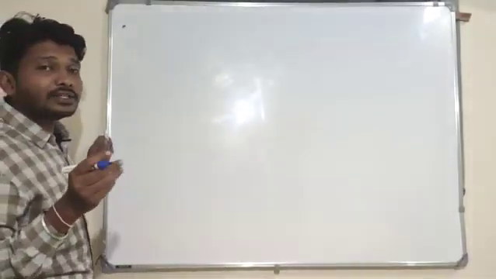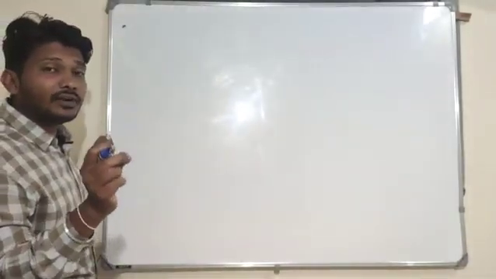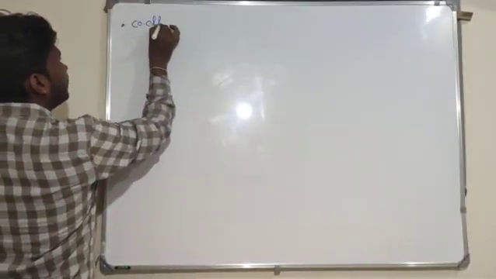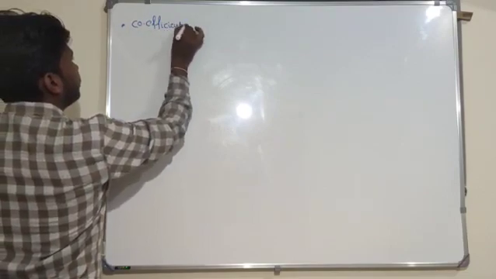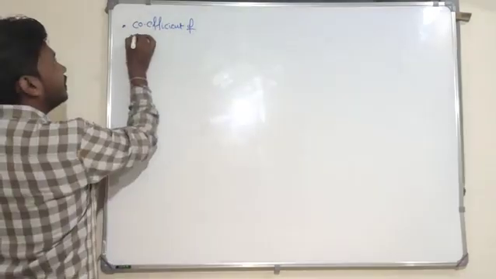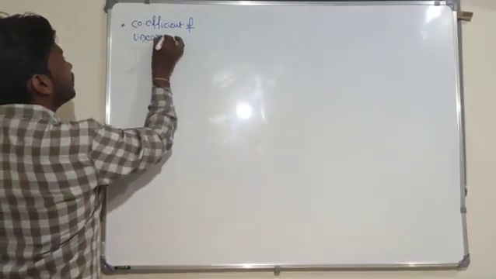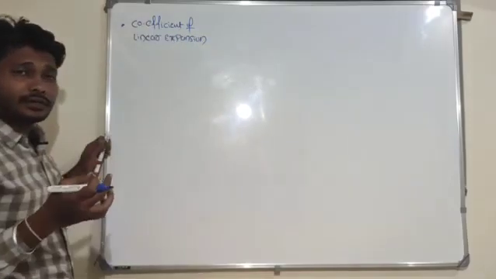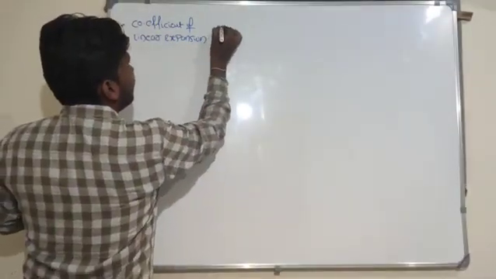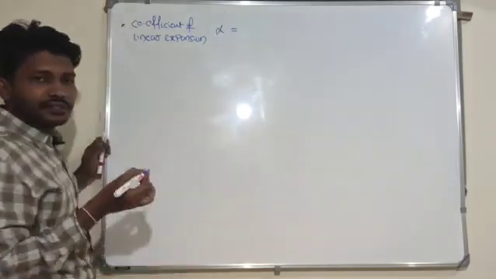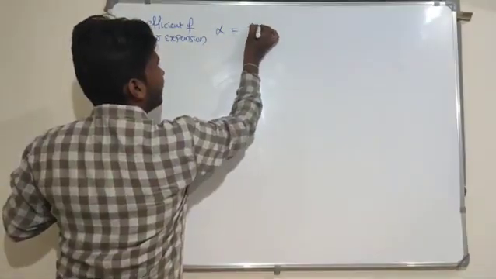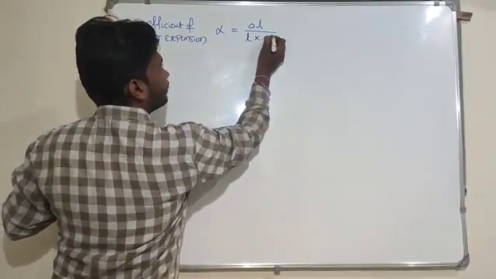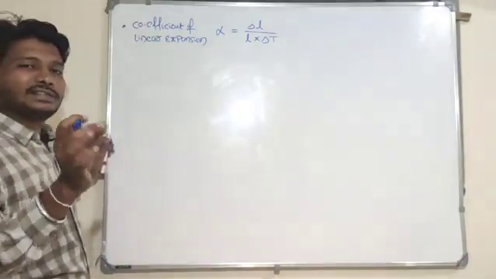Let me give an example. I can write the dimensional formula for the coefficient of linear expansion. You will understand this term in the first PU, second track. The coefficient of linear expansion alpha is equal to delta L, which means change in length, divided by original length into rise in temperature.